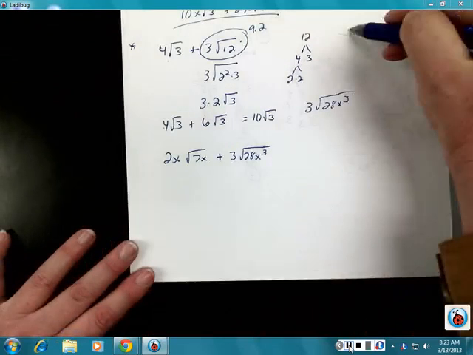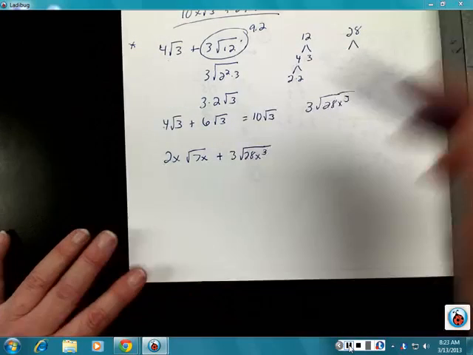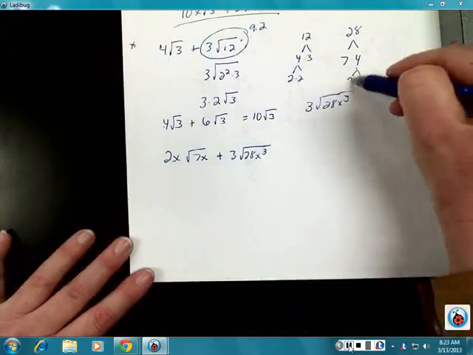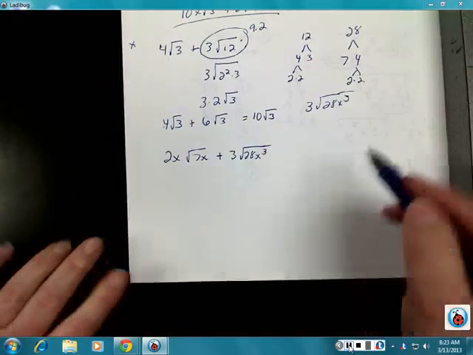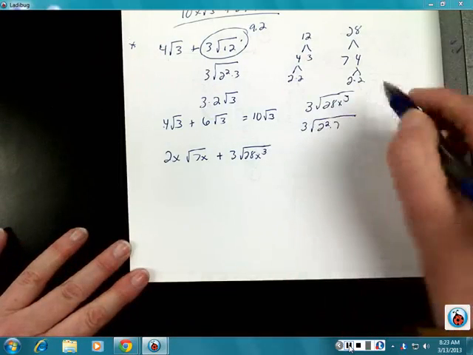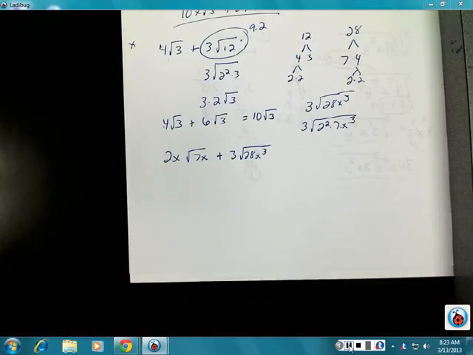Because if I take 28 and break 28 into its prime numbers, I get 7 times 4, and 4 is 2 times 2. So that really means under my radical, I have 2 squared times 7x cubed. So far, so good? Okay.